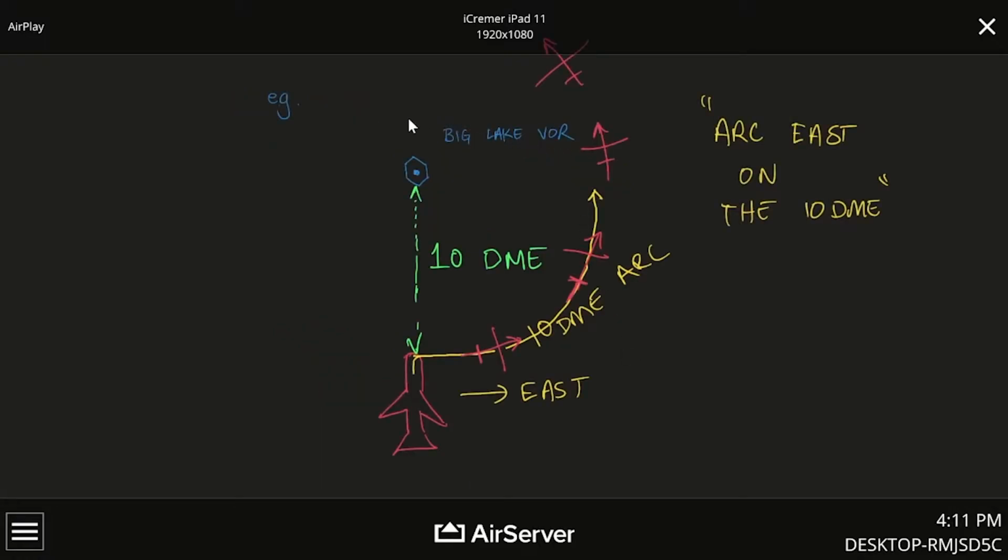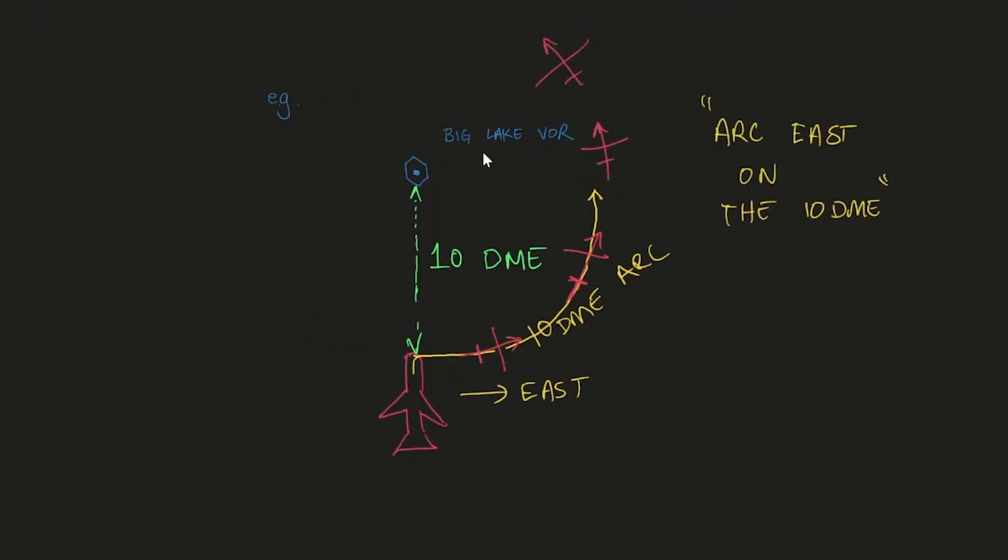When we look at it in this particular example, let's say the Big Lake VOR is this blue hexagon with a dot, and we're 10 DME out, or 10 miles out essentially. Let's say ATC says arc east on the 10 DME. If I'm south of the VOR, I'm going towards the VOR. East would be to the right. So what ATC is essentially saying is arc to the right and have an even 10 miles out the whole time as you circle around.